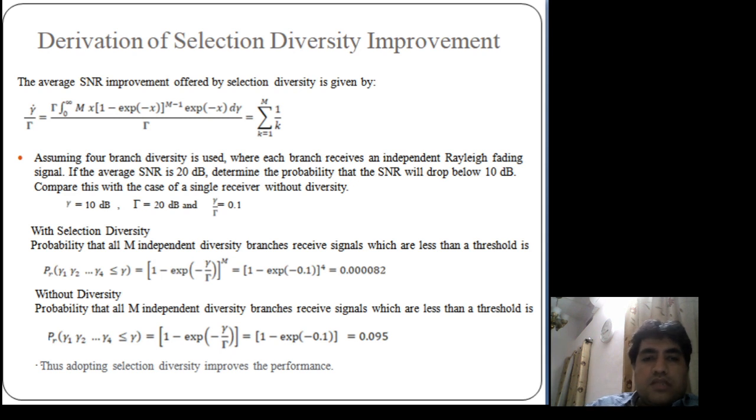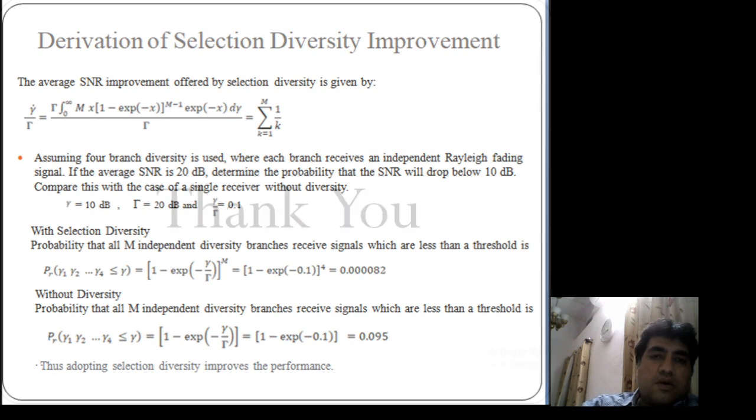So if you see both these figures, what we found is that when there is no diversity, the probability that the branches will receive a signal less than the threshold is more than in the case when the selection diversity is adopted. So this means that the selection diversity improves the performance of the received signal. So that is all about the lecture.